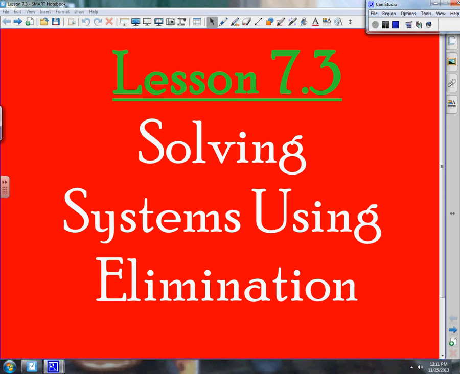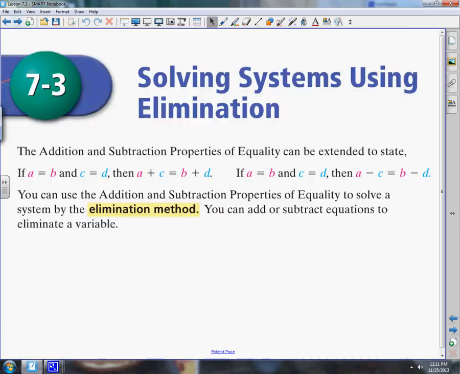Lesson 7.3 is solving systems using elimination. So we're still doing solving systems. However, this is a third way to solve them. This is using elimination. The addition and subtraction properties of equality can be extended to state if A equals B and C equals D, then A plus C equals B plus D. So you can use the addition and subtraction properties of equality to solve a system by the elimination method. You can add or subtract equations to eliminate a variable.